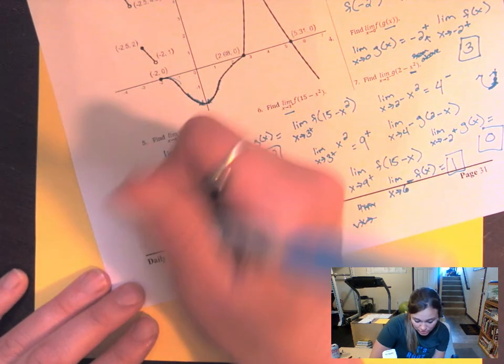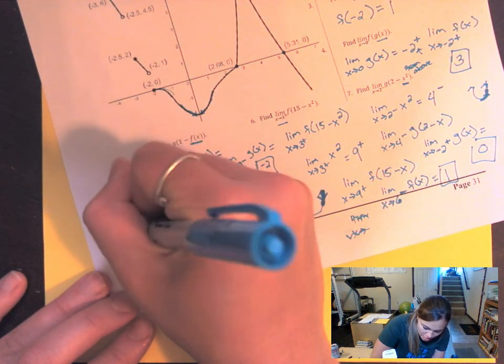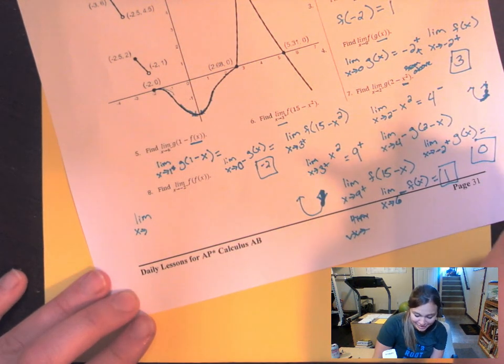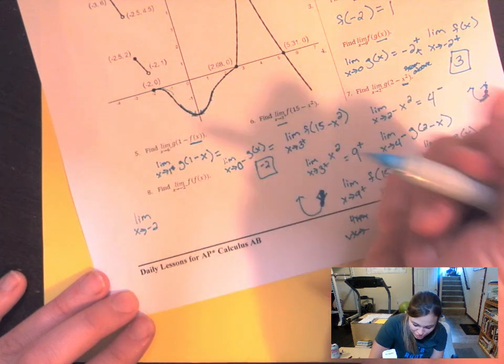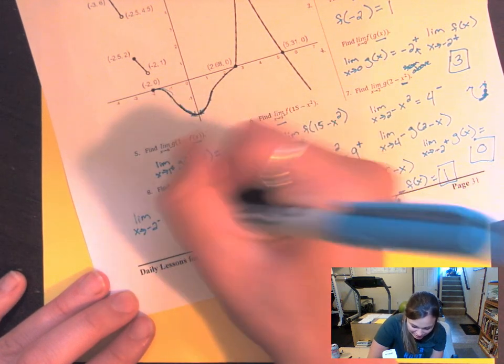Actually, you try this one too, and then come back to me in a second when you think you have an answer. You can pause the video. I'm going to keep going. Limit as x approaches -2 from the left, and I'm going to start with this inside function of f of x.